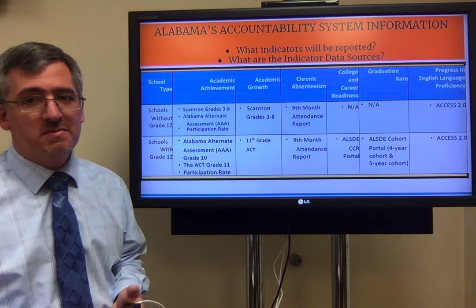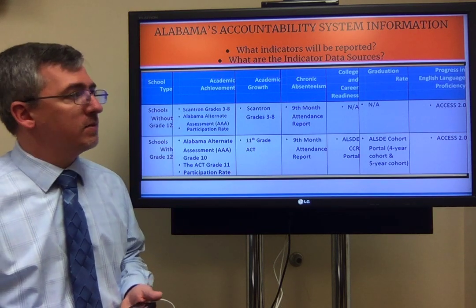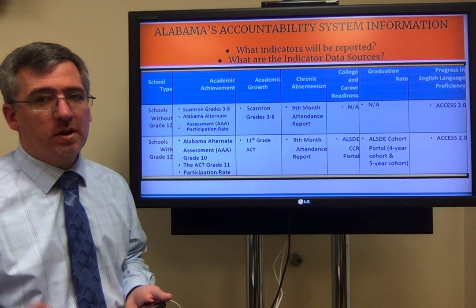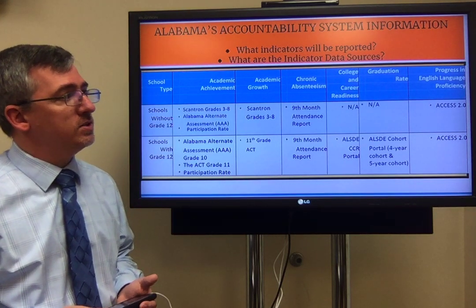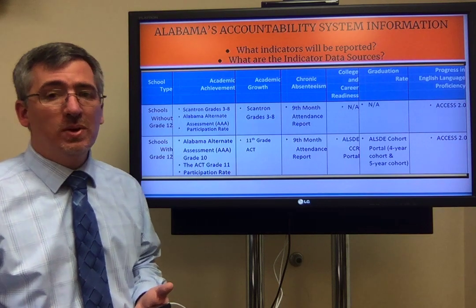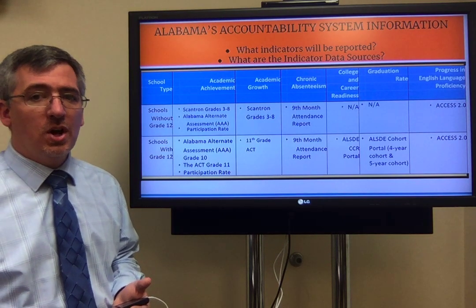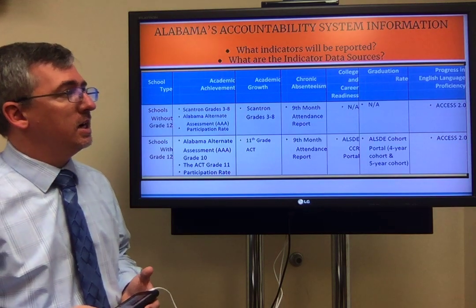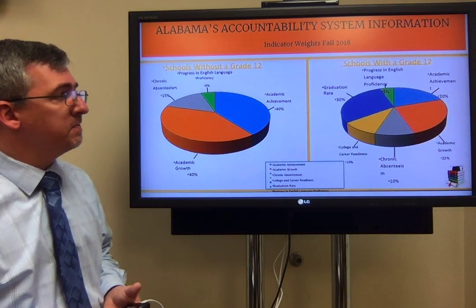Graduation rate, one you're familiar with probably, looks at students who graduate in a timely fashion from high school in that 4-year period from 9th through 12th grade. Progress in English language proficiency uses the Access 2.0 test to determine whether or not those English language learners are moving through at an appropriate pace and that they're getting the support that they need.